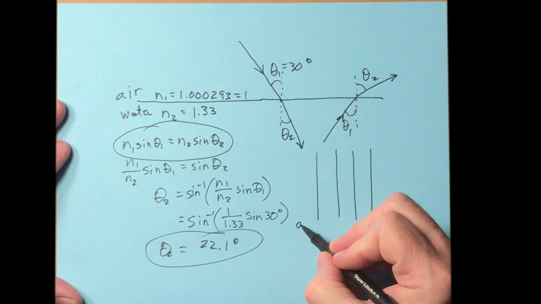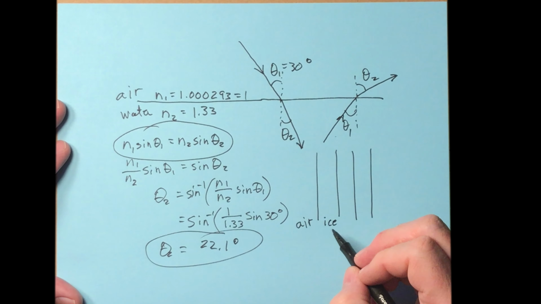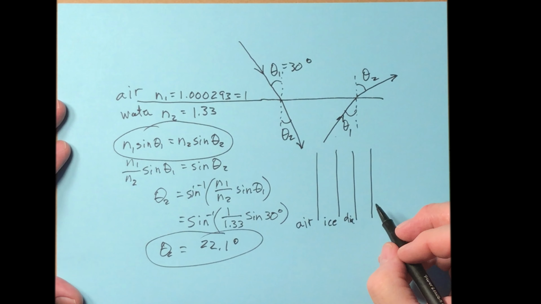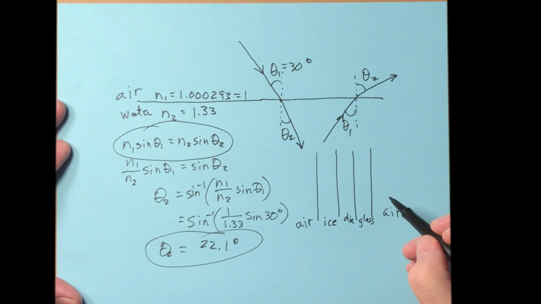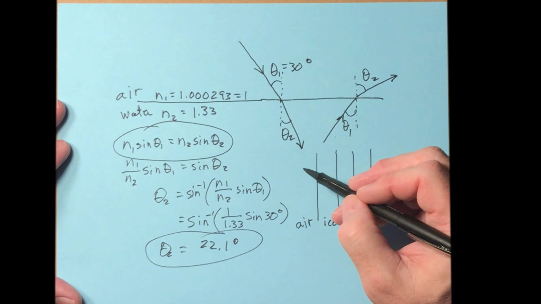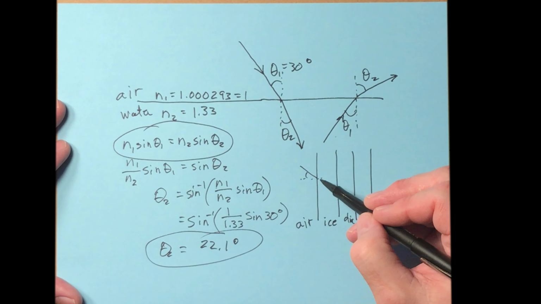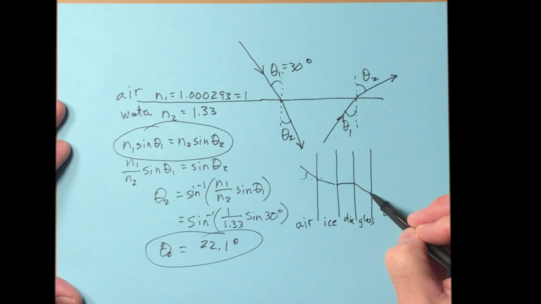So let's say we've got air over here, and then we've got ice, and then we've got diamond, and then we've got glass, and then we've got more air over here. Well, in that case, you're going to have it enter here relative to that normal. It's going to refract more towards the normal. Maybe it refracts more towards the normal there. Maybe it refracts away from the normal, and then it comes out here.